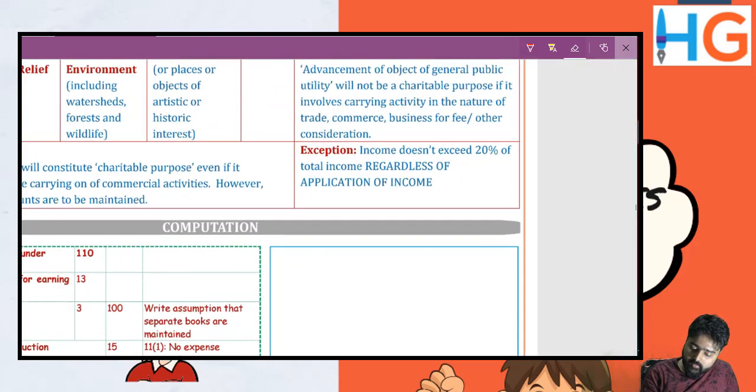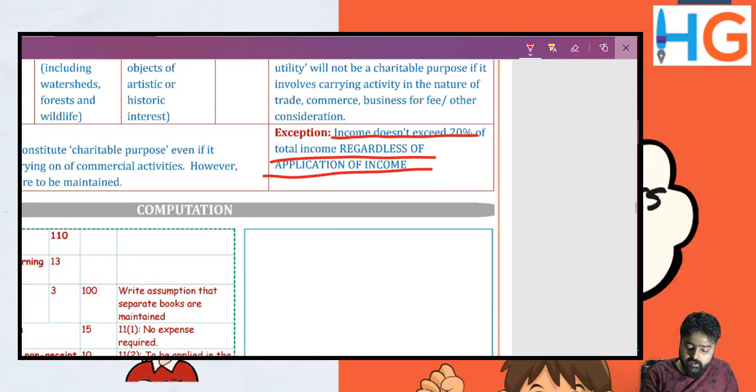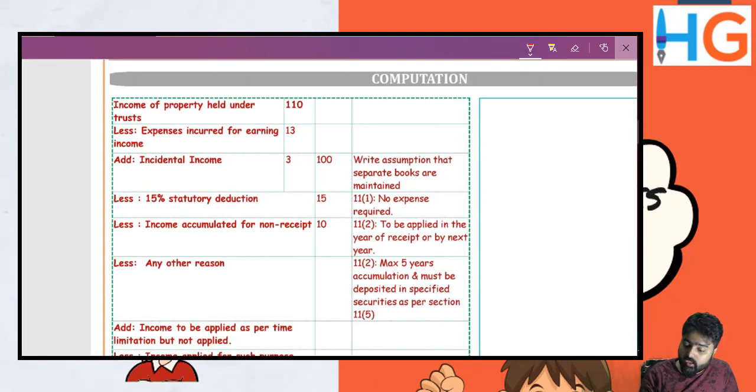Okay, so if income does not exceed 20% of total income, regardless of application of income, it will not be advancement of object of general public utility. Okay, now we go on to the computation. This is a very important part.